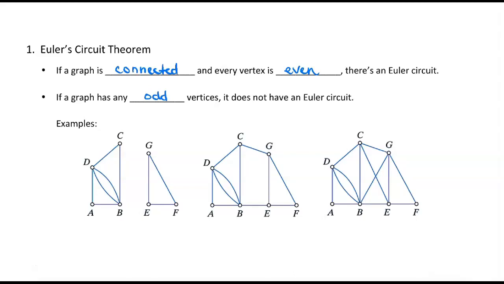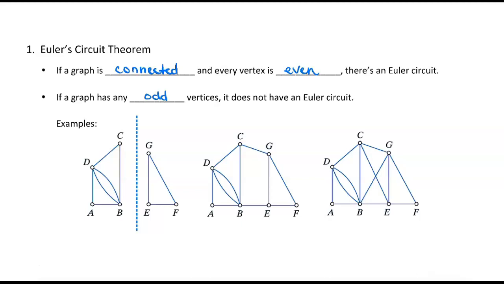Let's look at these three example graphs below. Our first graph has two separate components, so it's not connected. So that already disqualifies this graph from having an Euler circuit. Looking at the other two graphs, they are connected. So now it becomes a question of the degree of all of the vertices.